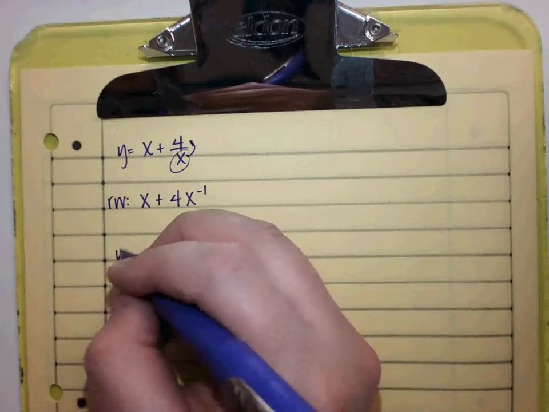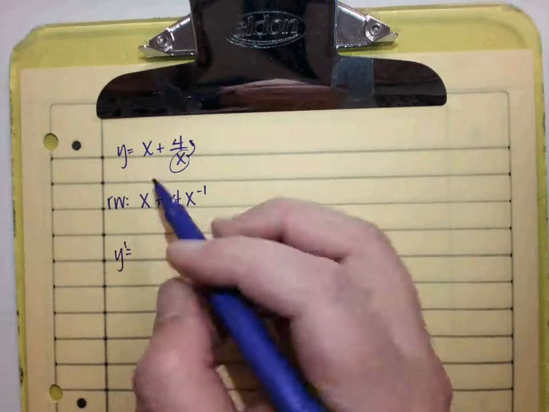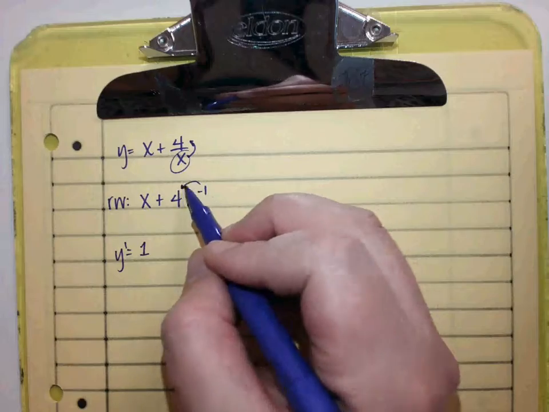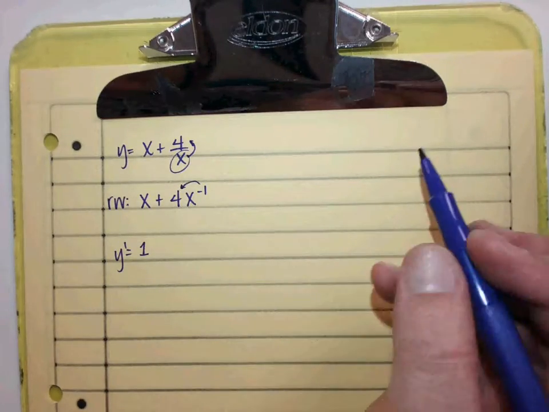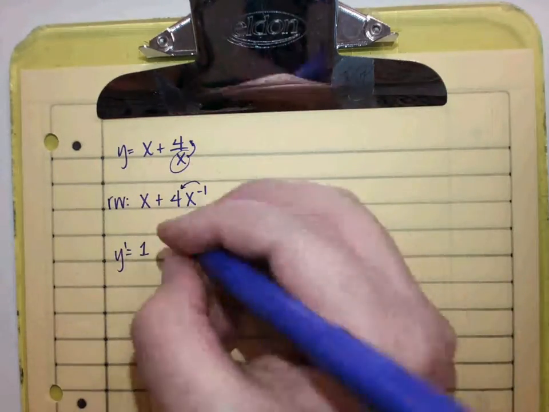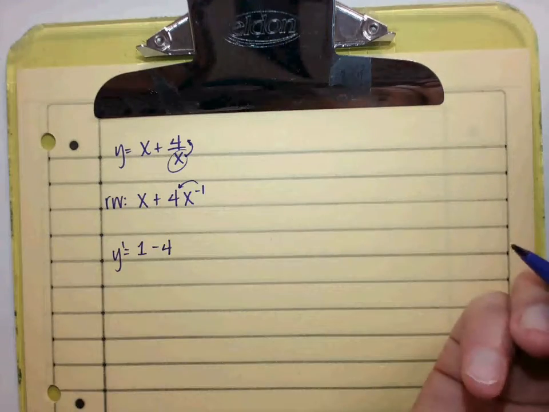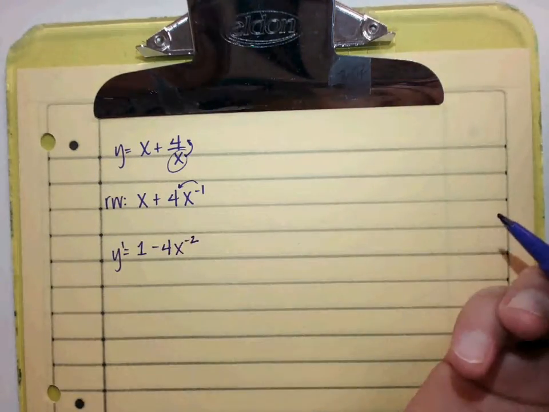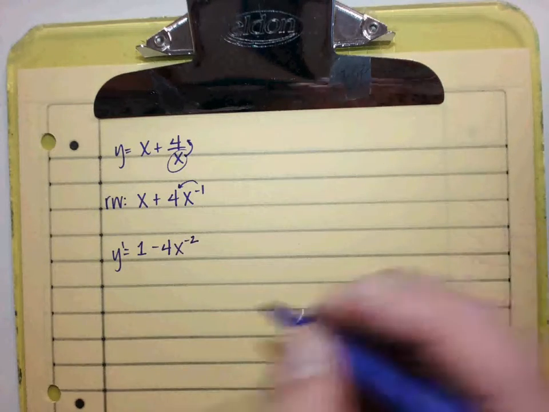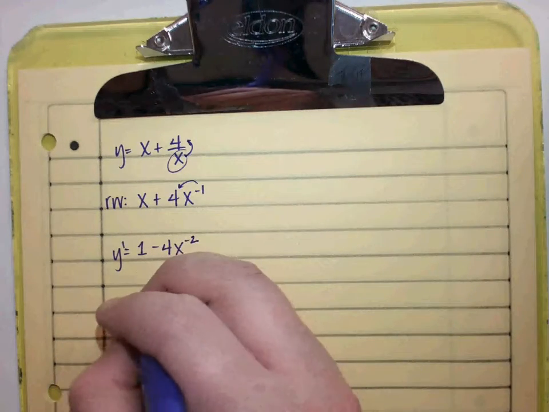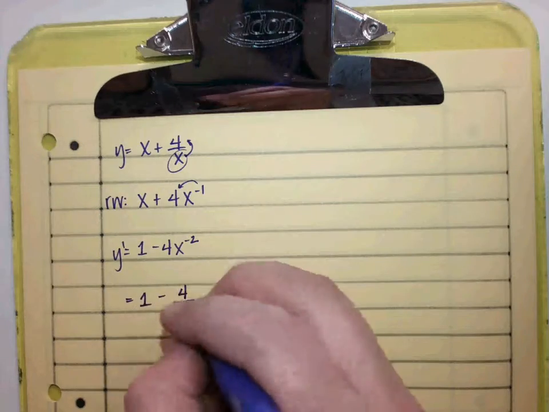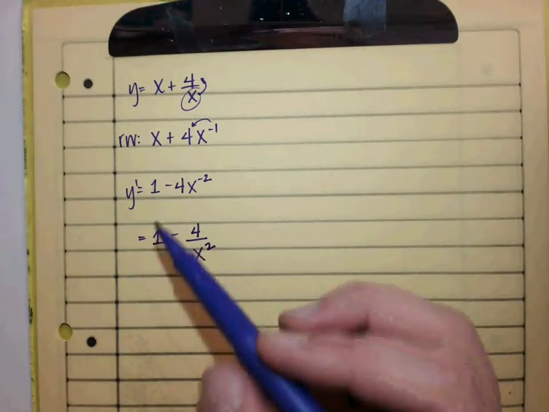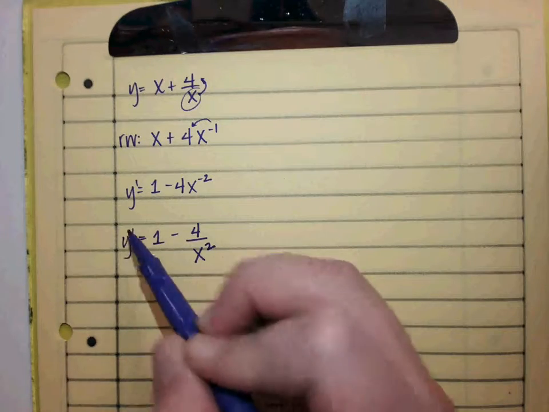From there, I'm ready to take the derivative. y prime, the derivative of x is a 1. Then from my derivative here, I bring my negative 1 down, multiply it by 4, that's a negative 4. Take away 1 more from the power, x to the negative 2. From there, I'm going to do one more rewrite on that. That's going to be 1 minus 4 over x squared. So these are really the same. This is still just y prime.